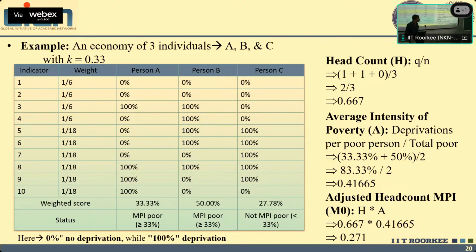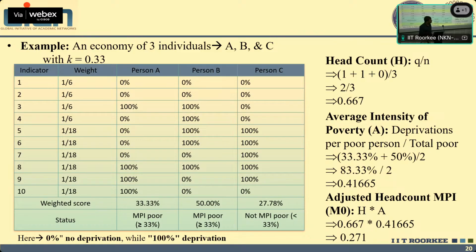If we want to express it in percentage, the interpretation is that the score is 27% of the deprivation in a situation where everybody in the country were poor, deprived in every possible indicator. In that situation, what would your adjusted headcount ratio have been? It would be 1. So this 27.1% is the percentage of that situation.